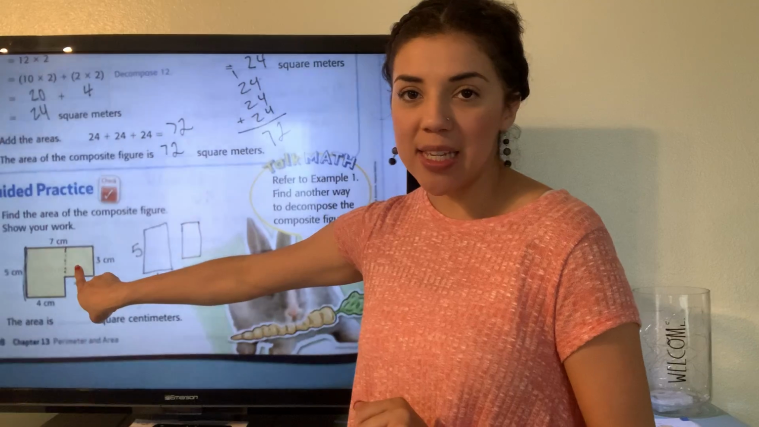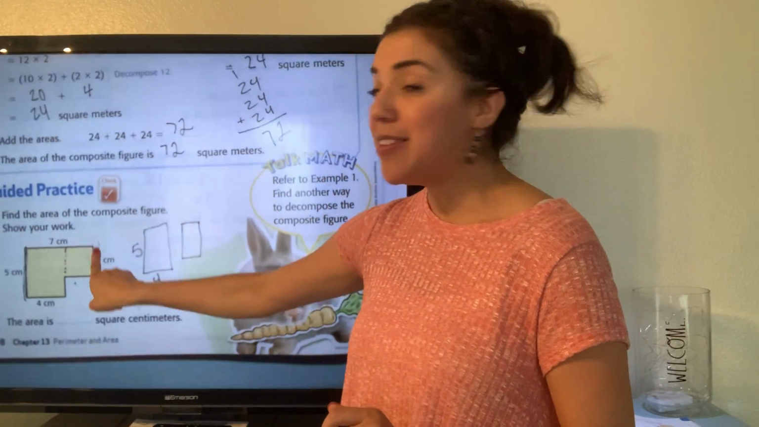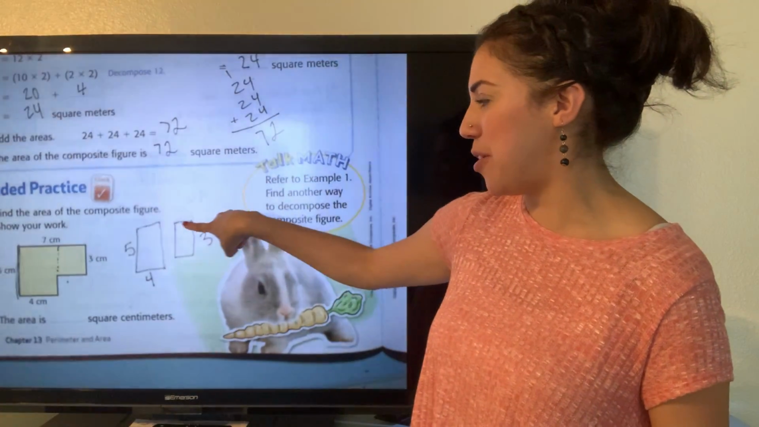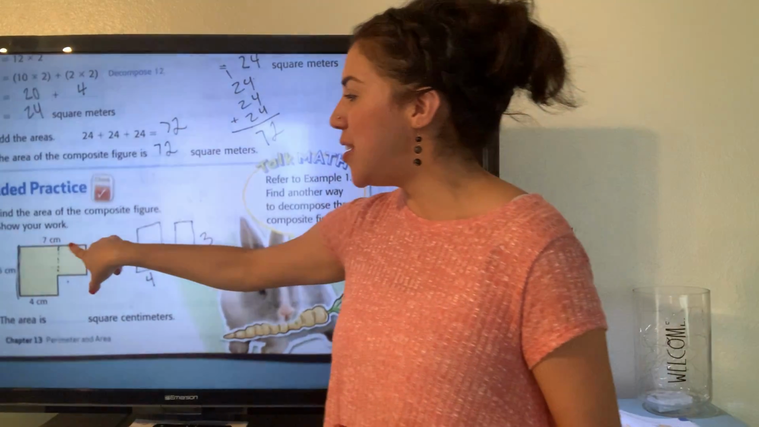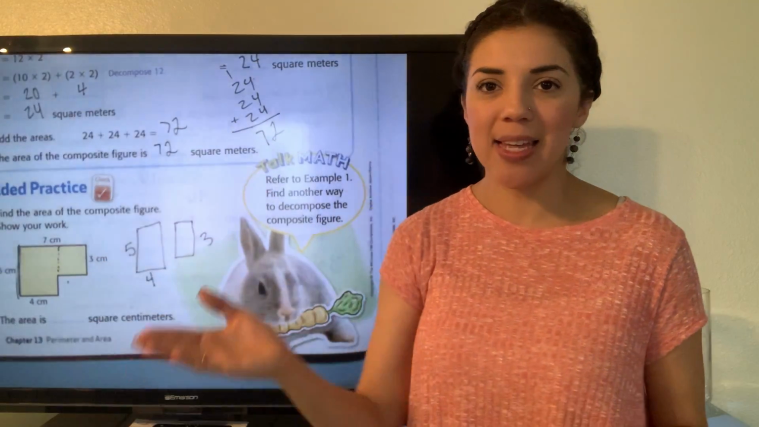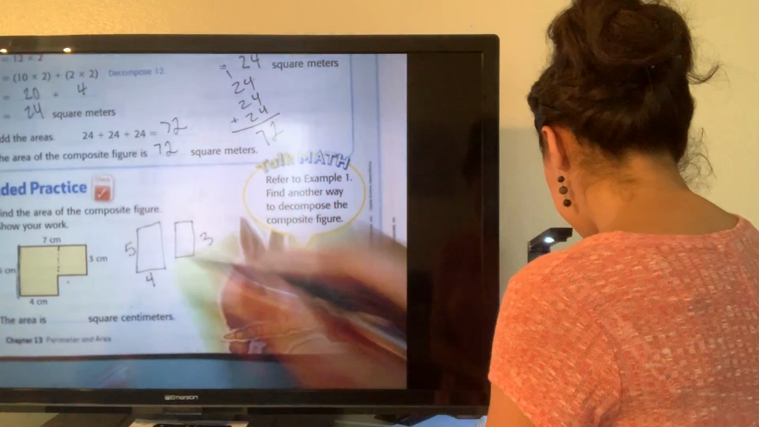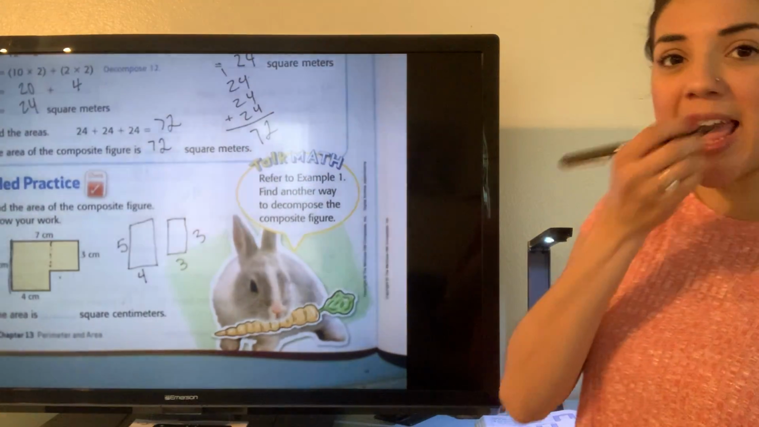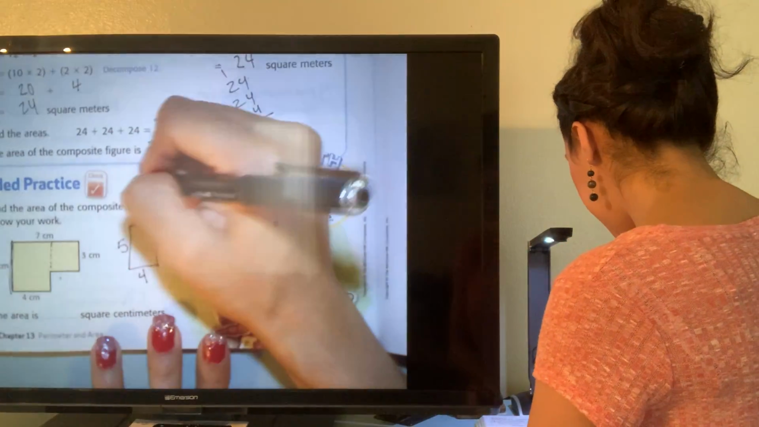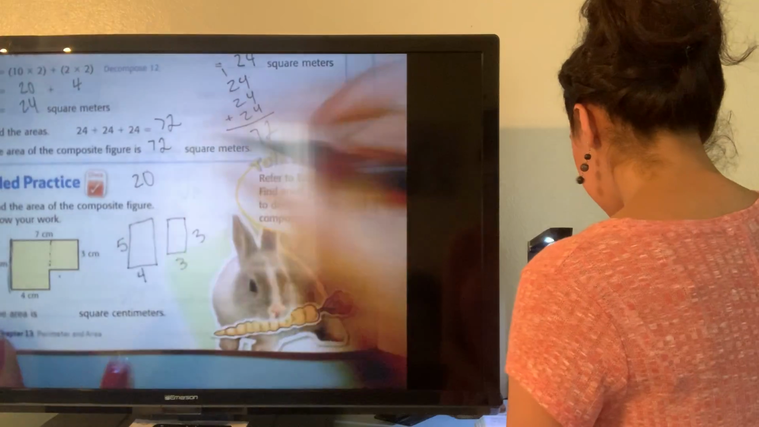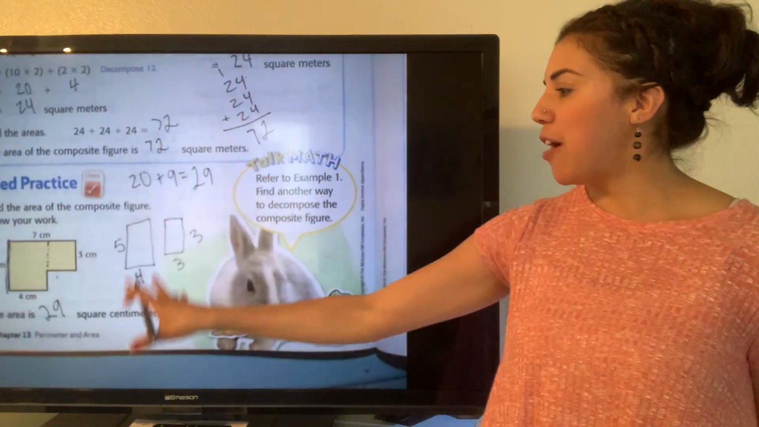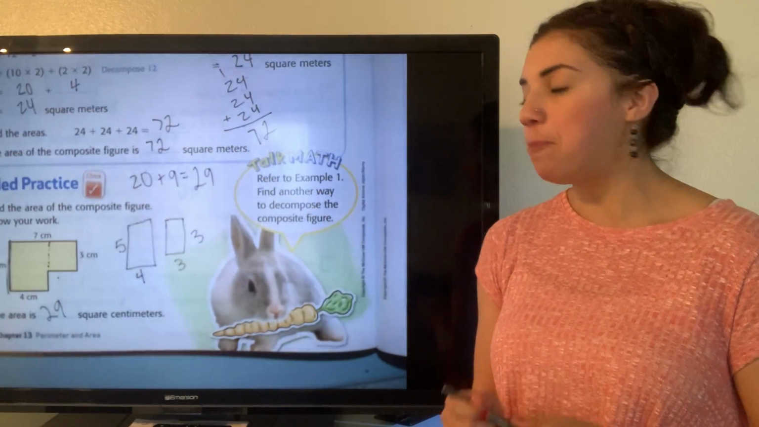Now I'm going to look at this square or rectangle. I know this length is 3 because it tells me that, so I'm just going to write my 3. Now I need to find this part though, right? So this part is 7 and this part is 4. So that means this part has to be 7 minus 4, 3. So now I'm going to go ahead and multiply. So 5 times 4 is 20. And 3 times 3 is 9. So 20 plus 9 equals 29. So the area is 29 square centimeters.